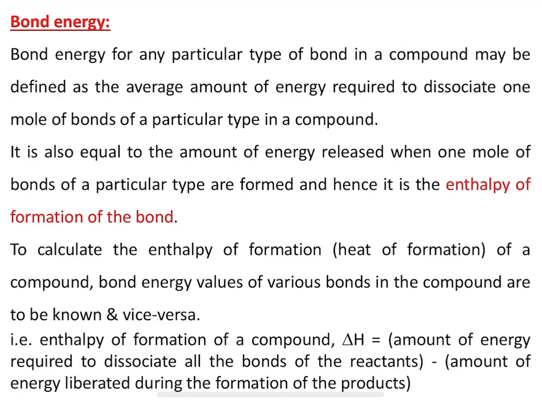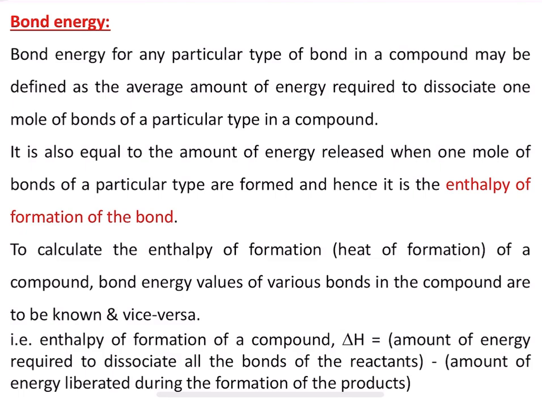Next, let us see how we calculate the enthalpy of formation, that is, the heat of formation of a compound. The bond energy values of the various bonds in the compound are to be known, and vice versa. To know the enthalpy of formation, we should be aware of the bond energies of the various bonds in the compound, and that has to be known before we calculate the enthalpy of formation. Let me call the enthalpy of formation of a compound delta H.